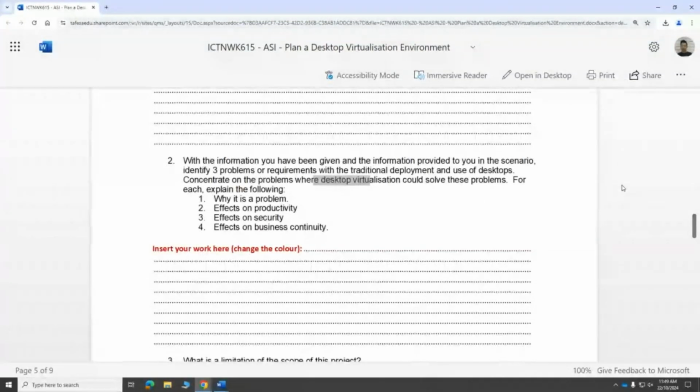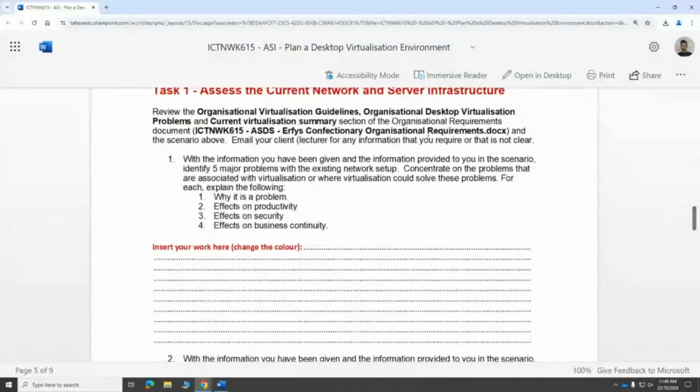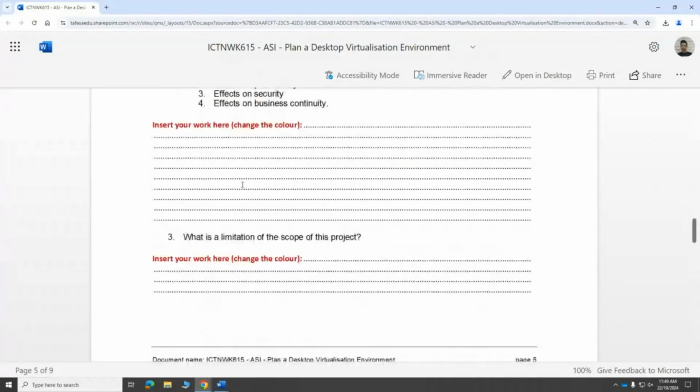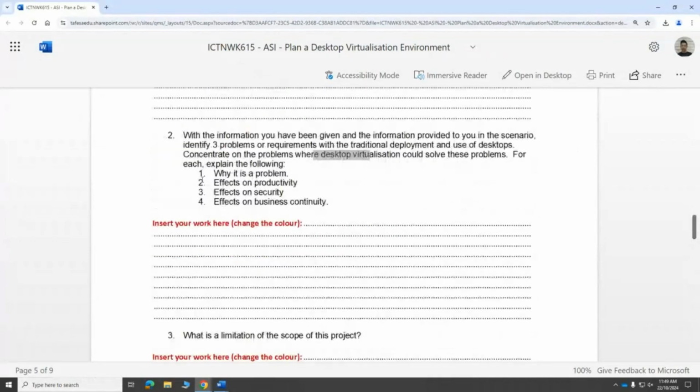Okay, so you know how you did this assignment in the other subject? You remember that assessment? You had these 5 problems, like single points of failure, all those kinds of things. Those are the same problems here for these 5, so you can just transfer the ones you had from that assignment into here. But now, these are 3 specific problems for desktop virtualization.